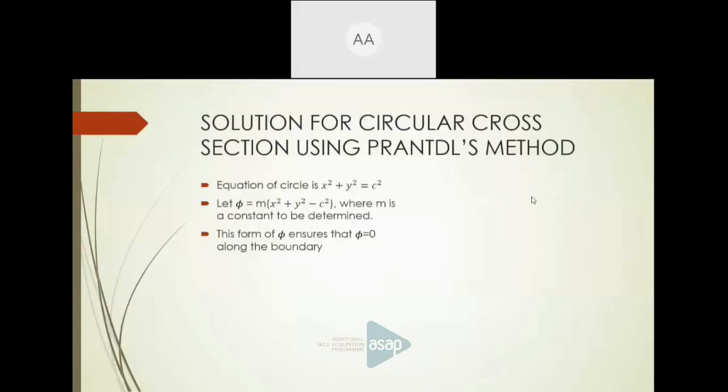Now my phi is what? Some constant m into x square plus y square minus c square. I know that x square plus y square is equal to c square, right? So the term is 0. M is a constant, so my phi is 0. This is the one thing you have to see whenever you are using Prandtl's method or whenever you are writing phi. Okay, next slide.